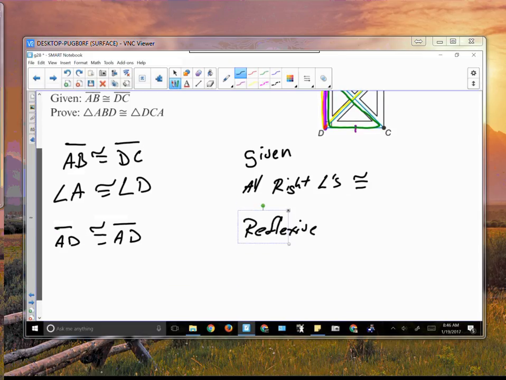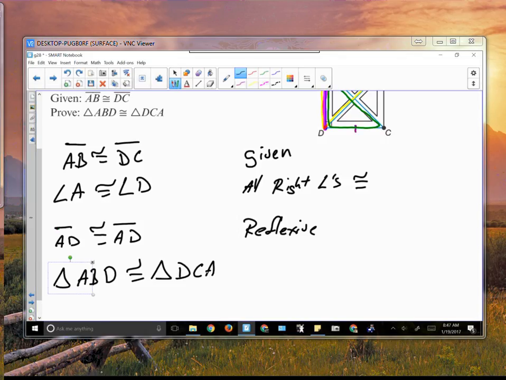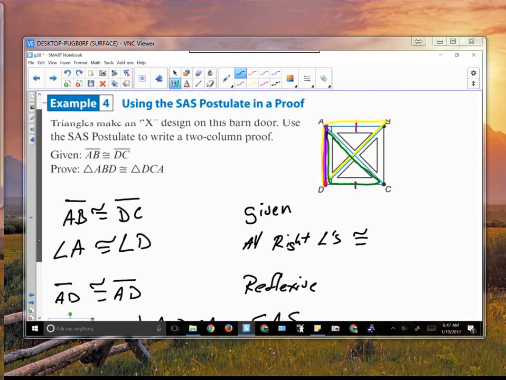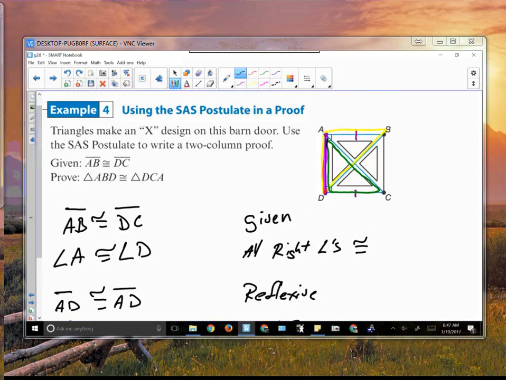So now, what I can do is I can say that triangle ABD is congruent to triangle DCA by what? Side, angle, side. Because I have two sides that are the same, I have angles that are the same, and I have another set of sides that are the same. Again, that's what the column proof looks like. Is everybody going to do it this way? Not necessarily. But these are the things that you have to look for. If you are using a specific rule to solve, you want to look for those things.